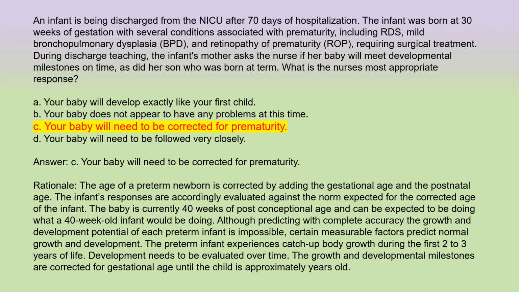measurable factors predict normal growth and development. The preterm infant experiences catch-up body growth during the first 2 to 3 years of life. Development needs to be evaluated over time. The growth and developmental milestones are corrected for gestational age until the child is approximately 2 years old.